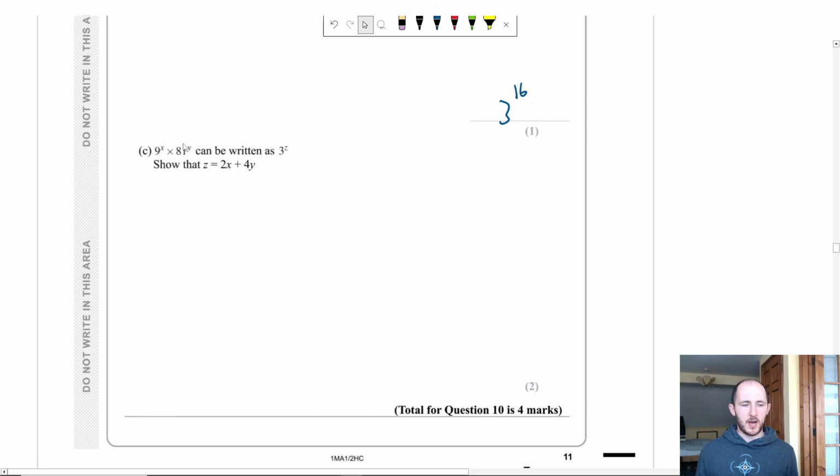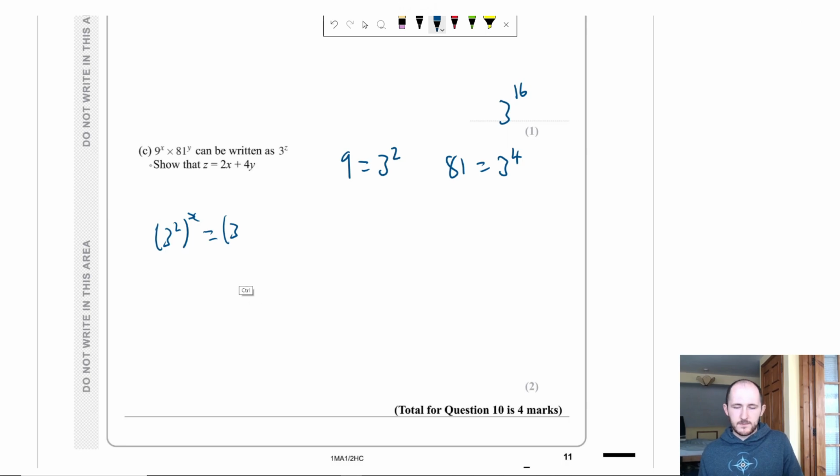All they're doing is they're combining these two indices. But you might say, but they have different bases. Well, if you look at the answer, it's base 3. So what we're going to do is rewrite 9 and 81 in terms of 3. Now 9, in terms of base 3, is the same as writing 3 squared. And 81 is the same as having 3 to the power of 4. Okay? Sub that in, so we have 3 squared to the power of x multiplied by 3 to the 4 to the power of y.